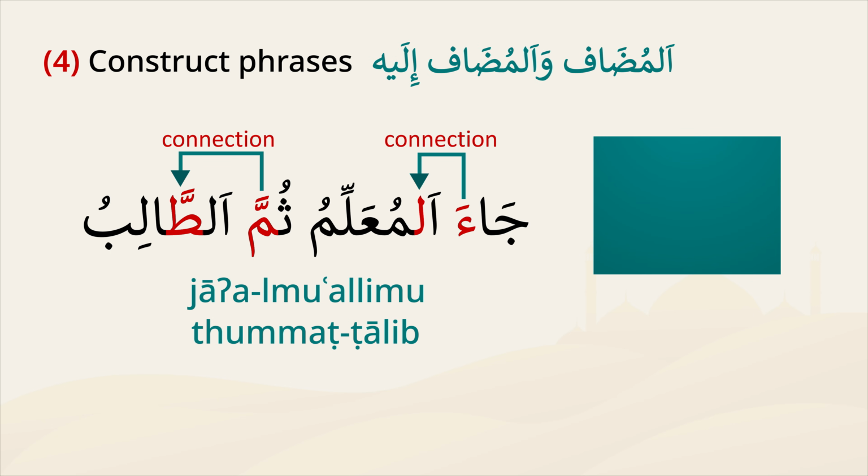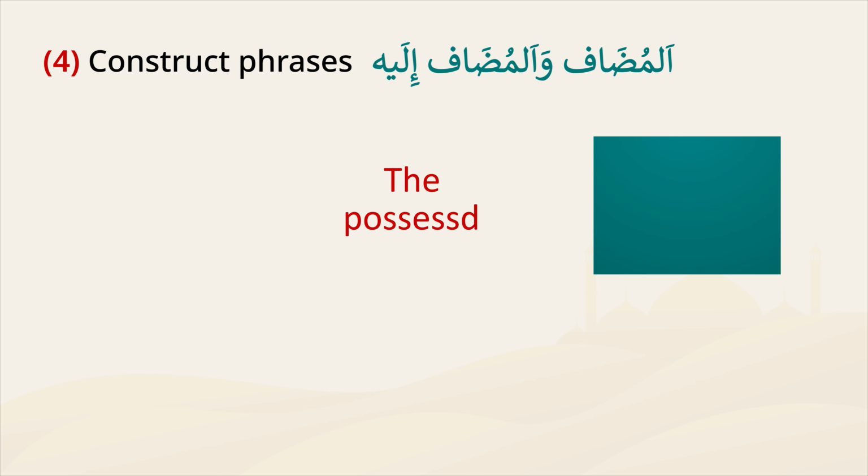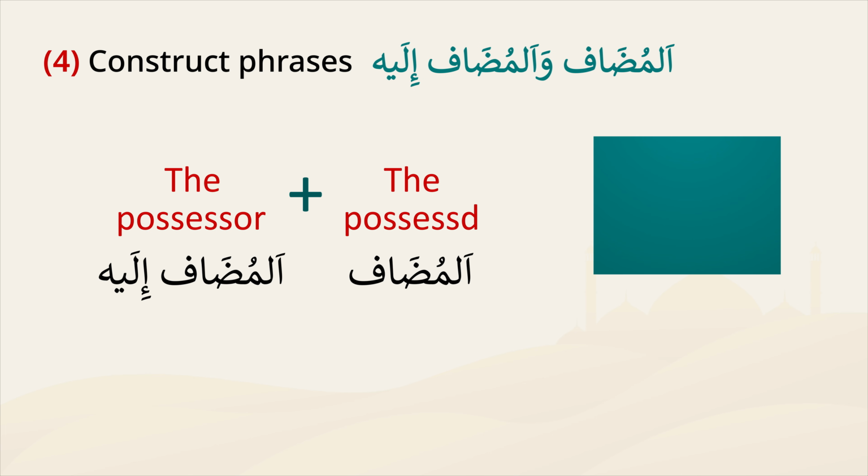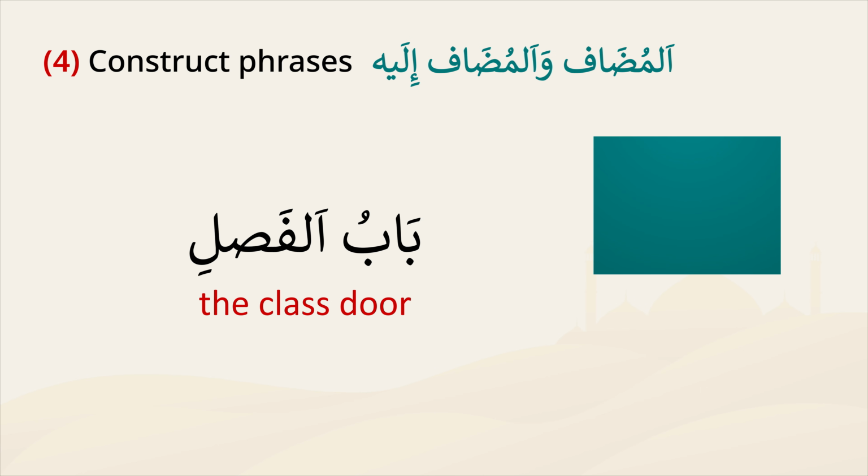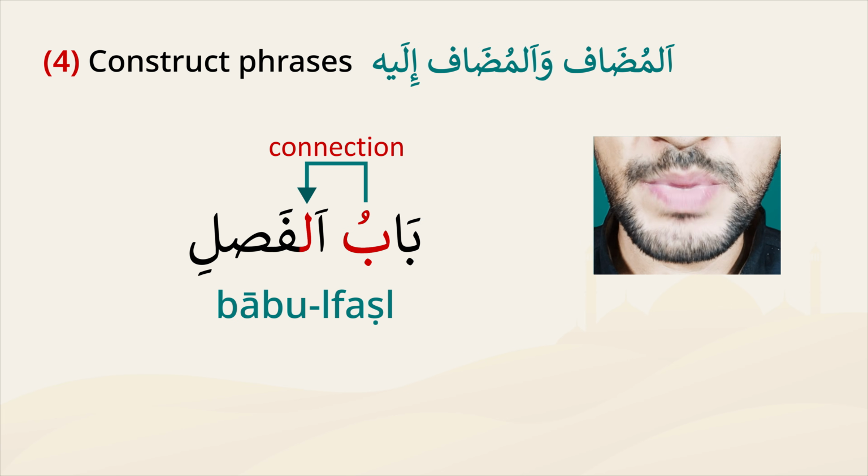The fourth case needs a little attention. It's about construct phrases, المضاف والمضاف إليه. This construction revolves around possession. The first word is the possessed, المضاف, and the second is the possessor, المضاف إليه. In a phrase like the following, we will have a connection. So it will be read as باب الفصل.